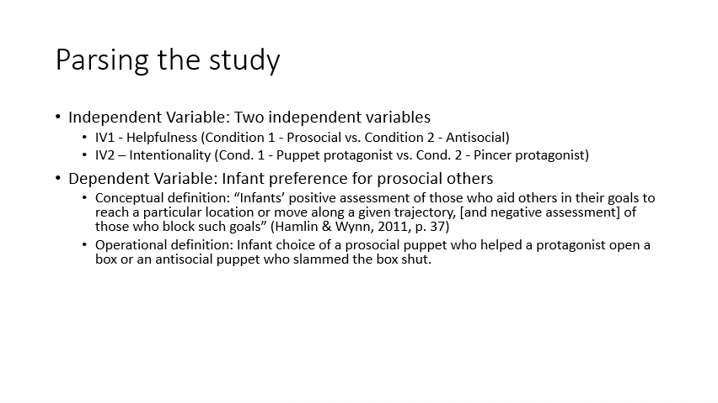And then the operational definition: how are they measuring it? They're measuring it through the infant choice of a pro-social puppet who helped a protagonist open a box, or an antisocial puppet who slammed the box shut. So these are really important concepts. Work hard on these, and ask questions if you don't really get it.